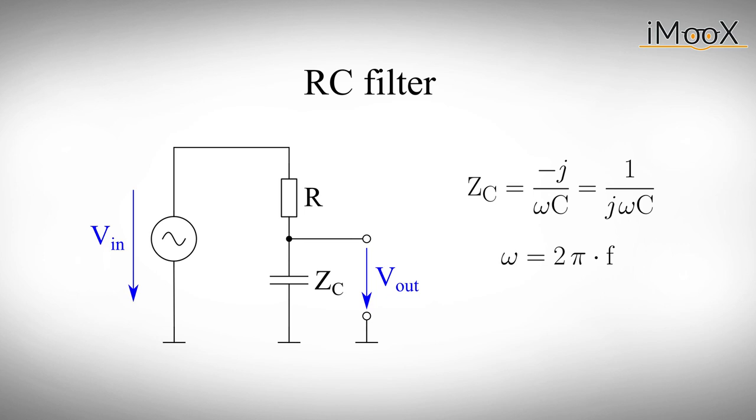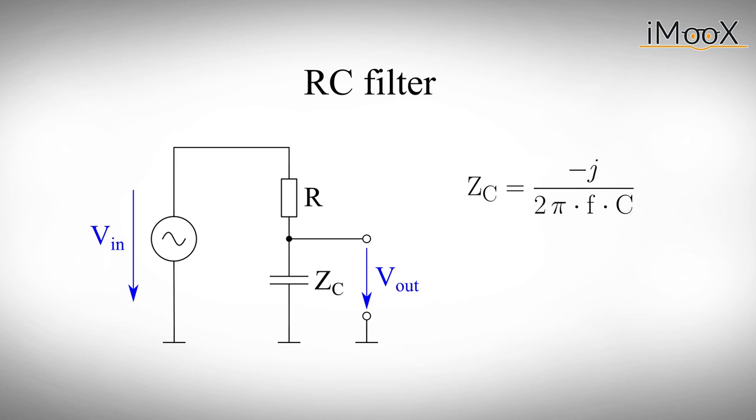Mathematicians call this number the imaginary number i, but in electronics the lowercase i is reserved for an AC current. Therefore, we call it j. Omega is the angular frequency and equals 2 pi times the signal frequency f. And finally, C is the value of the capacitance of our capacitor.